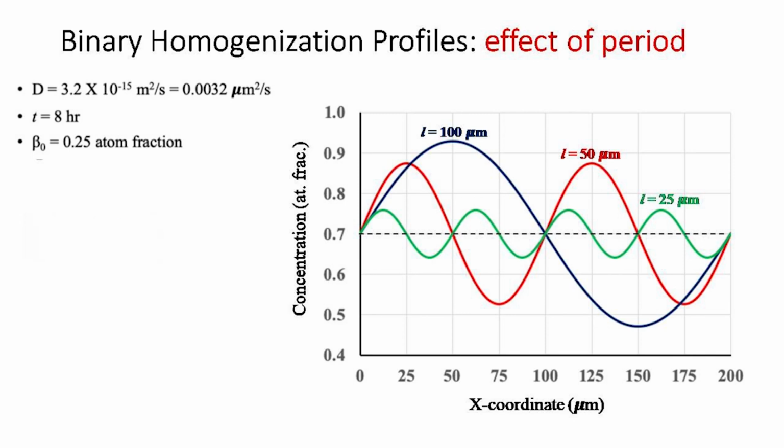So, after the same time of homogenization, although we started with the same amplitude and the same average concentration, we see that the profile with the lower period homogenizes faster.